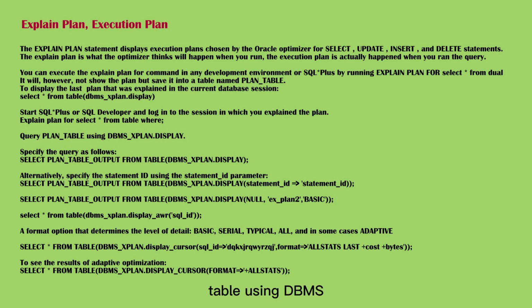Query plan_table using dbms_xplan.display. Specify the query as follows. Select plan_table_output from table dbms_xplan.display. Alternatively, specify the statement ID using the statement_ID parameter. Select plan_table_output from table dbms_xplan.display, statement_ID equals statement_ID.